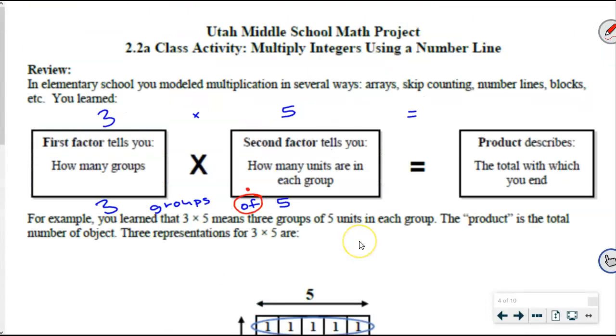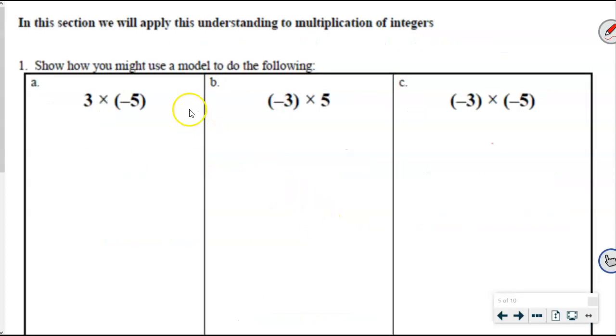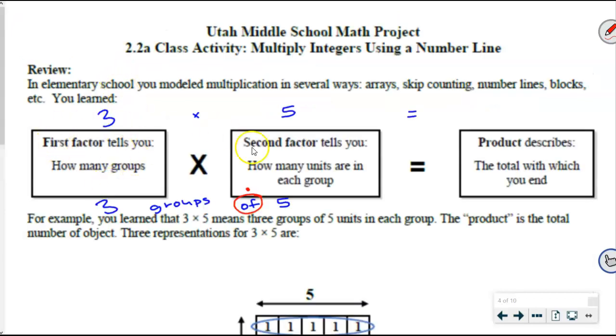What I want us to do, though, because we're not in elementary school anymore, is take some of the same thinking, and I want us to model each of these problems. Let's just go one at a time. Here's the first one. It says 3 times a negative 5. How should we be thinking about this? First of all, according to this sort of thought process.